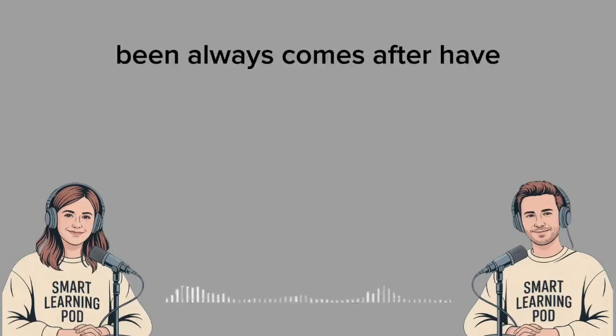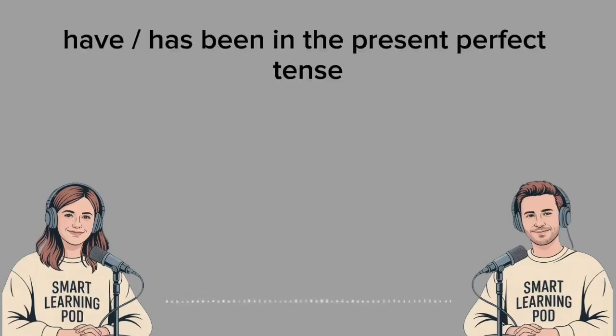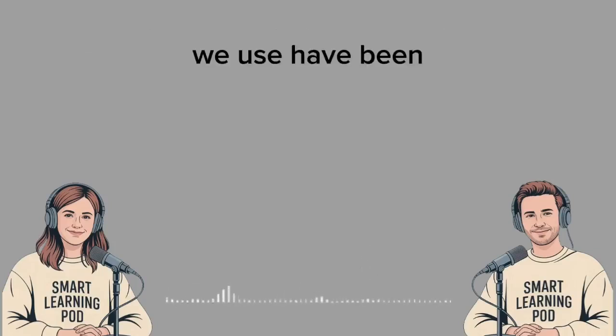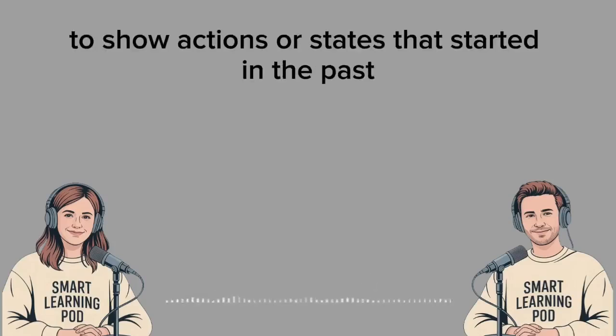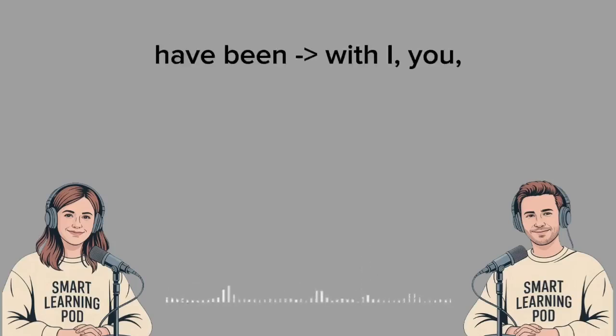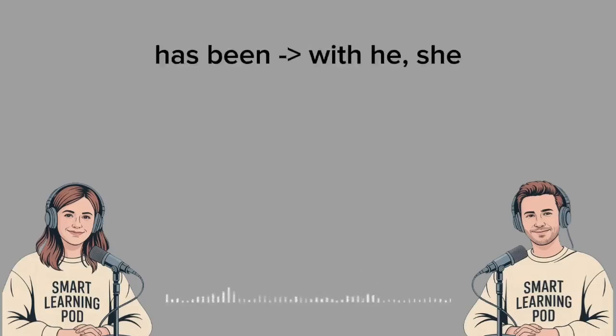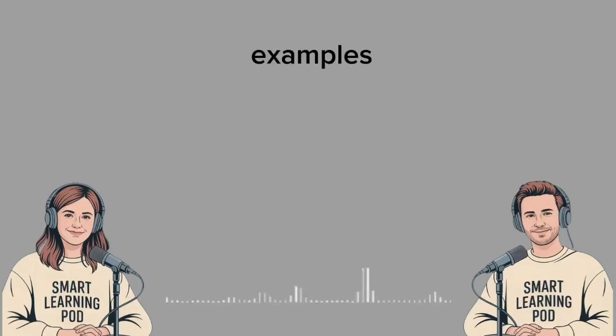Been always comes after have, has, or had. 1. Present perfect. Have/has been. In the present perfect tense, we use have been or has been to show actions or states that started in the past and continue to the present. Have been, with I, you, we, they. Has been, with he, she, it.